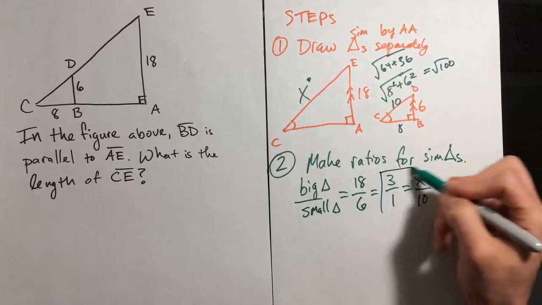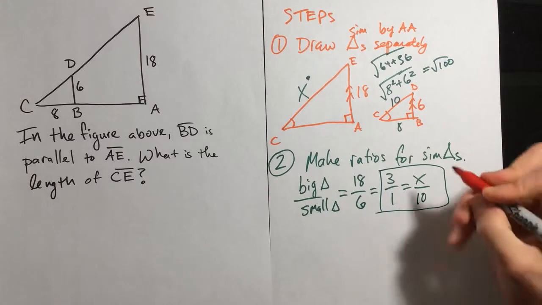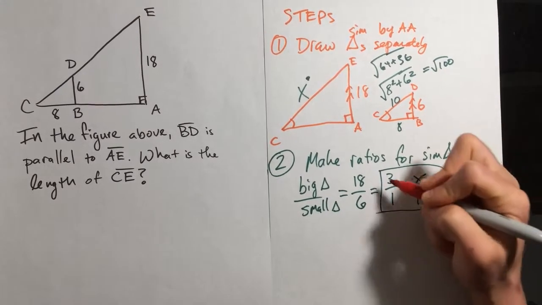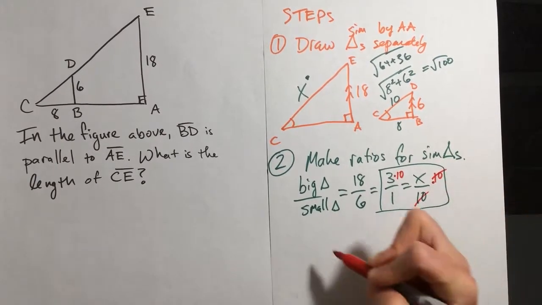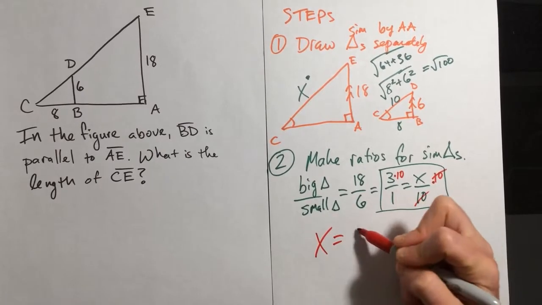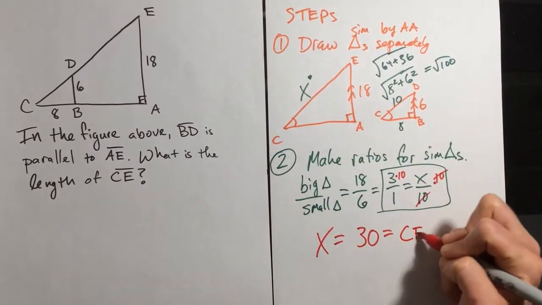We now have this equation to take a look at. To solve for X, we multiply both sides by 10. And so we get that X equals 30. This is, then of course, X we just said was the same thing as segment CE.